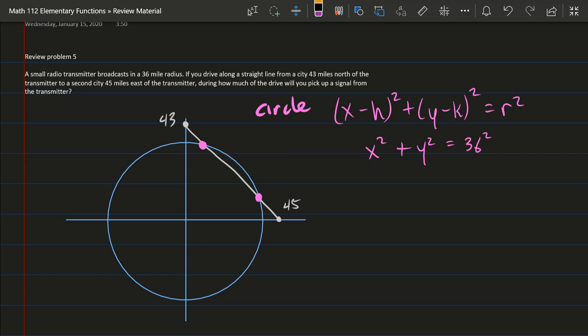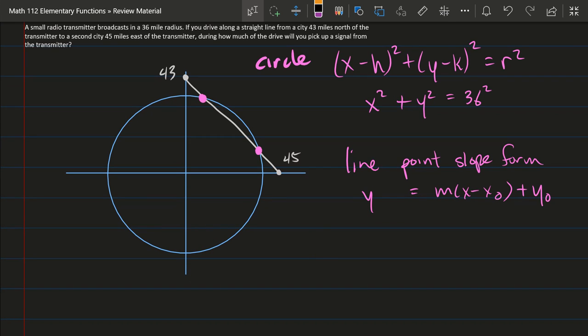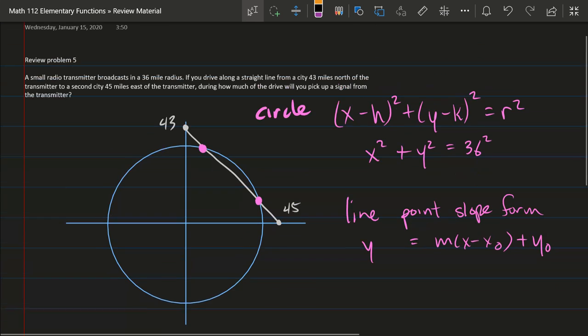Now I'm going to go to the equation of a line. Now a line, I like point slope form. You can definitely go with the y-intercept form because we have a y-intercept, which is 43. But I like point slope form so much, I'm just going to go for the point slope form. And the way I write that is usually y minus y0 equals m times (x minus x0). And you're almost always going to be adding y naught to the other side, so I like to just start in this form. So I'm going to need a slope, and I can use either point. Let's go ahead and use the y-intercept point.